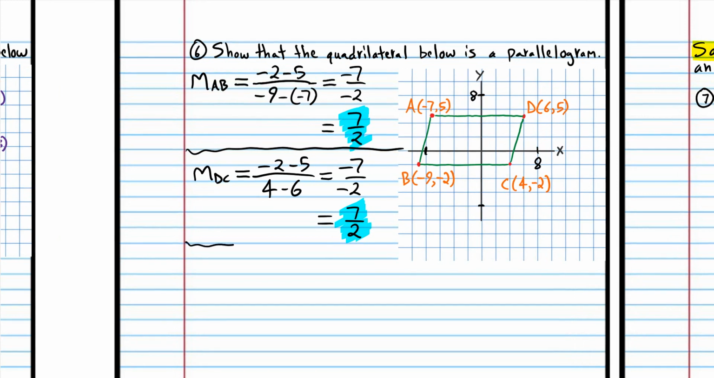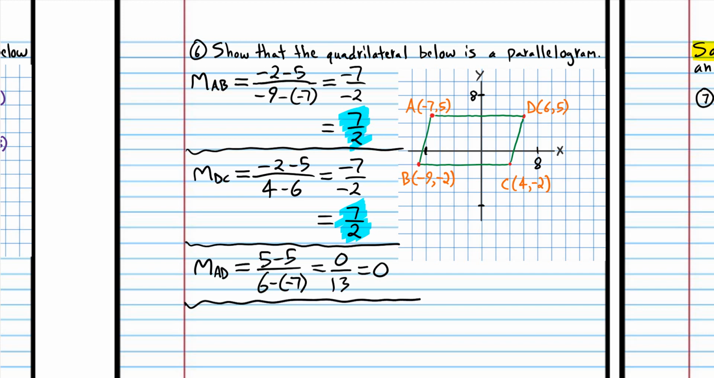So now we move on. We've shown that one pair of sides of the quadrilateral are parallel. So now we're going to move on to the other pair. We'll find the slope of AD. And using A as the first point, we have 5 minus 5 over 6 minus negative 7. That would be 0 over 13, which is just 0.